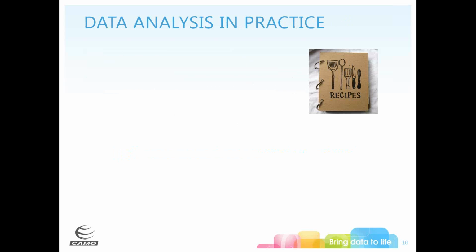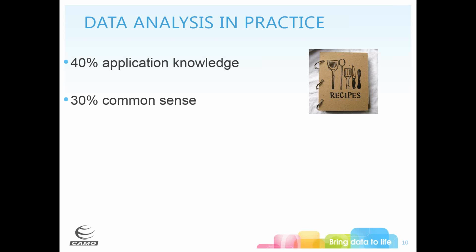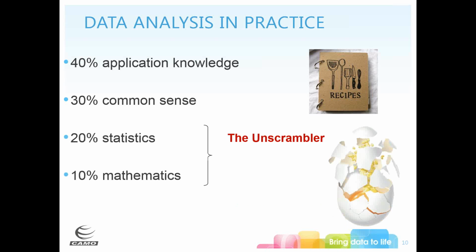So in practice, data analysis is going to be about 70% application knowledge and your common sense. These are the things that you bring to the analysis that are very subject matter expertise information. The remaining 30% is your statistics and your mathematics. And this is where the Unscrambler comes into play, and it helps you with the math and statistics so you don't have to worry about that so much as applying your application knowledge and your common sense to the output.